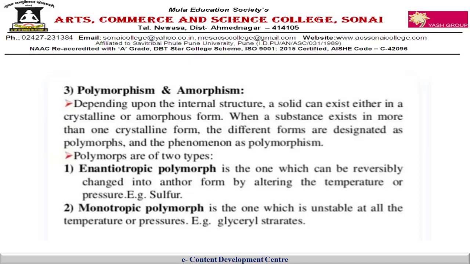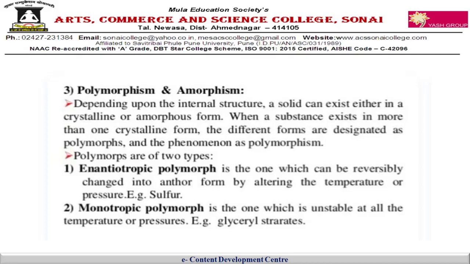The polymorphs are of two types. First, enantiotropic polymorph, and second, monotropic polymorph. So the first one, an enantiotropic polymorph, is one which can be reversibly changed into another form by altering the temperature or pressure. For example, sir. Second, a monotropic polymorph is one which is unstable at all temperatures or pressures.